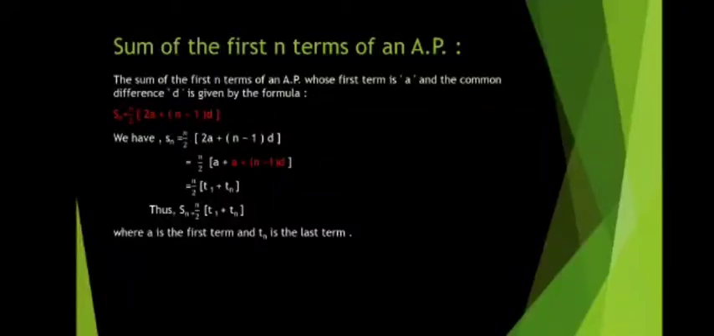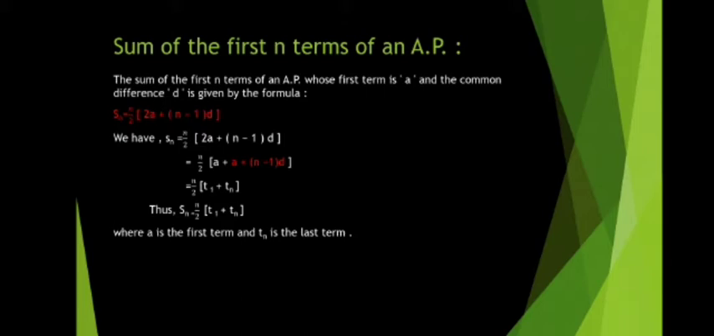Now we are going to do practice set 3.3. In this, first we'll understand the concept: the sum of the first n terms of an AP. The sum of the first n terms of an AP whose first term is a and the common difference is d is given by the formula Sn = n/2 [2a + (n - 1) d]. This is the basic formula.